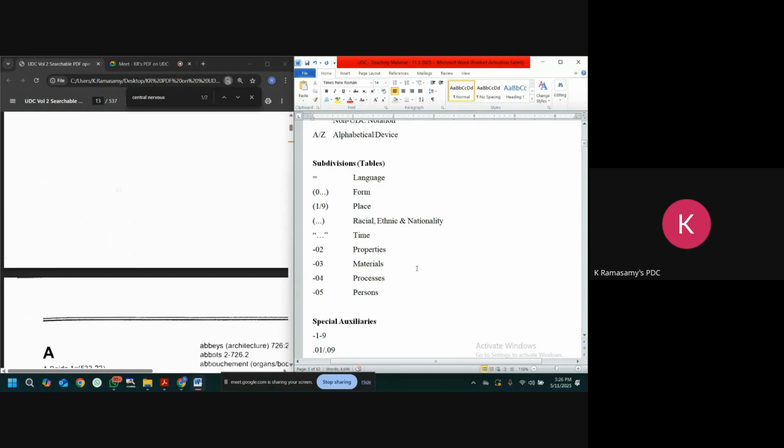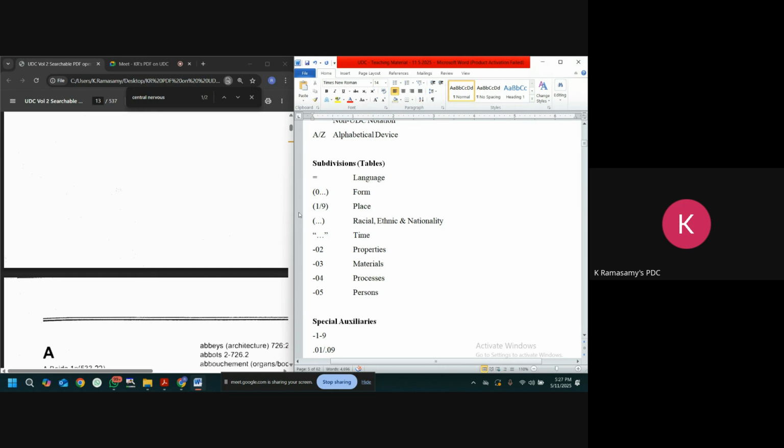So they have also prescribed what symbol or connector can be used to attach a particular common auxiliary to a UDC number. For example, language numbers always start with an equal sign. If there is a number preceded by an equal sign, it means that number is taken from the language table. And if there is a number within circular brackets that starts with a 0, it means that number is taken from a table called form.